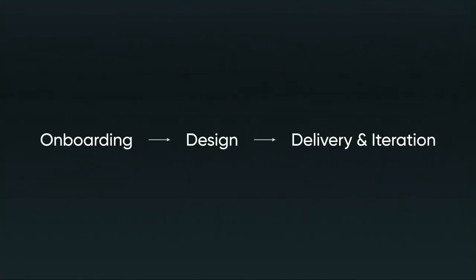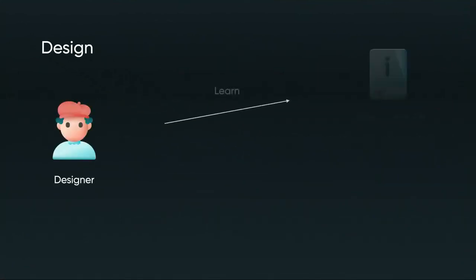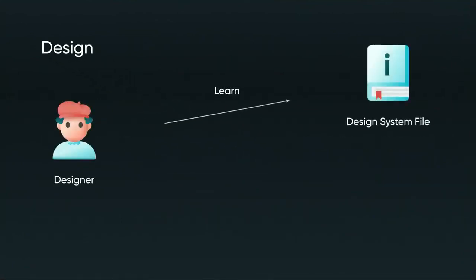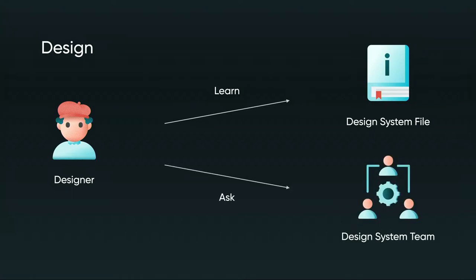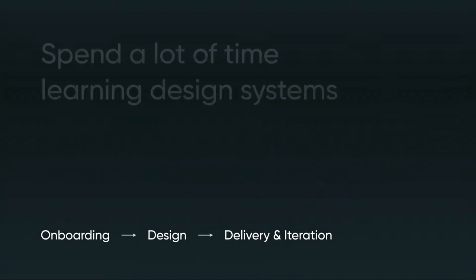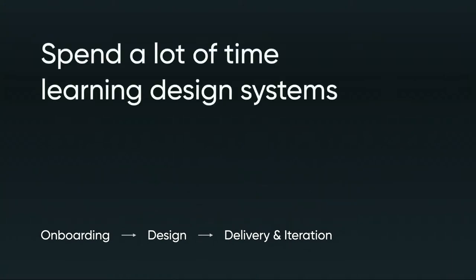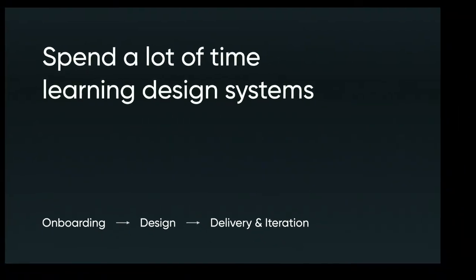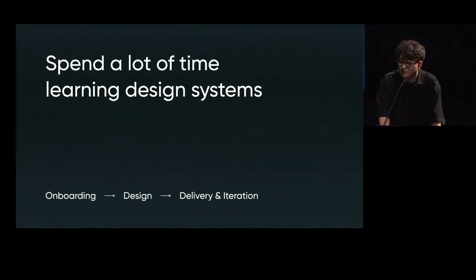The next stage is the design process. Designers move to the design system guidelines to learn instructions, and if unable to find what they need, they may ask the design system team for assistance. The last stage is the delivery and iteration process, where designers have a review with the design system team or check manually if their design adheres to the current design system standards. In each process, designers spend a lot of time learning and adjusting to design systems. So how can we improve the learning experience of design systems?